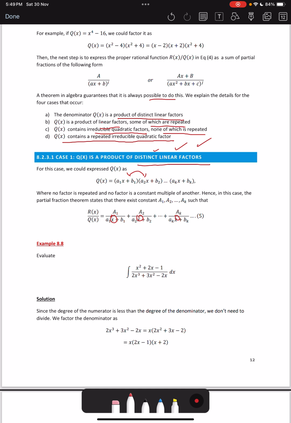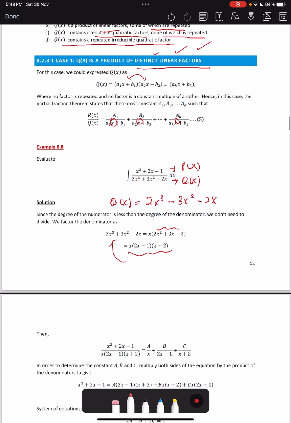So you have the denominator. This is the P(x), this is the Q(x). Let's look at the Q(x) first. The Q(x) here is 2x to the power of 3 minus 3x squared minus 2x. Let's factorize the x outside, so you leave it with x multiplied with 2x squared plus 3x minus 2. You can factor this part, and you get (2x minus 1)(x plus 2). If you multiply it all out, you will get this function.